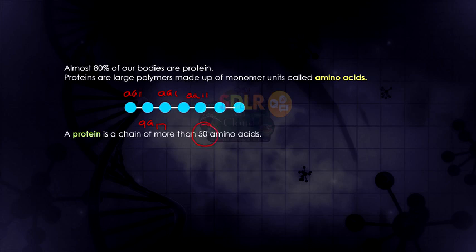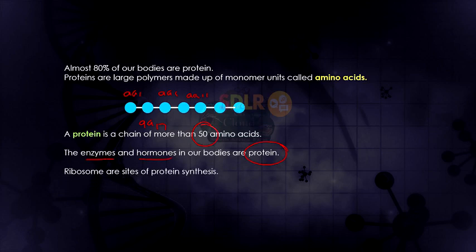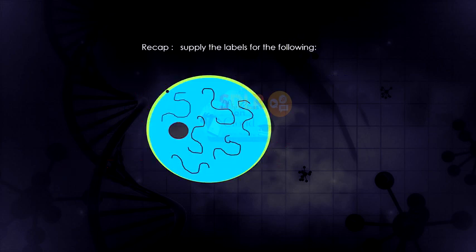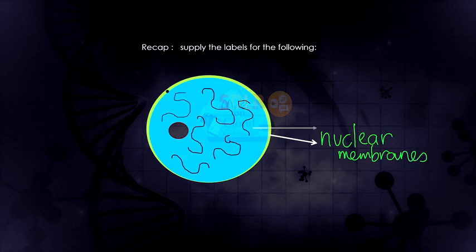From earlier knowledge, you will understand that enzymes and hormones are protein in nature. Protein synthesis occurs at the ribosome, a structure found in the cytosol of cells. Let us recap the structure of the nucleus. On the outside is the nuclear membrane. Some books would refer to it as a nuclear envelope.